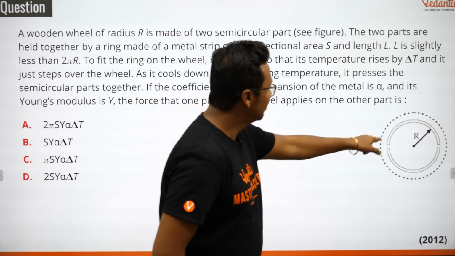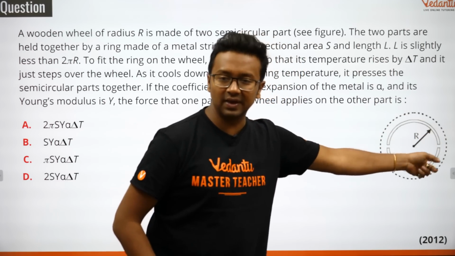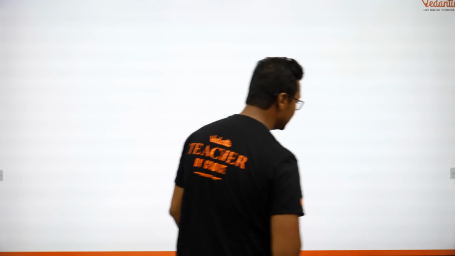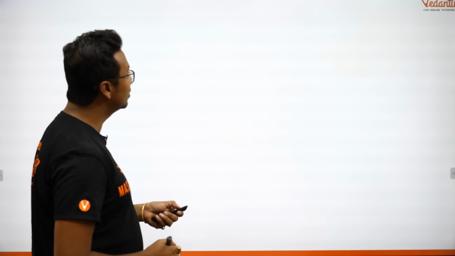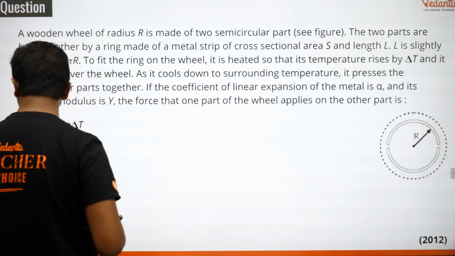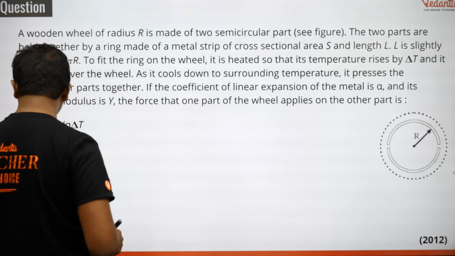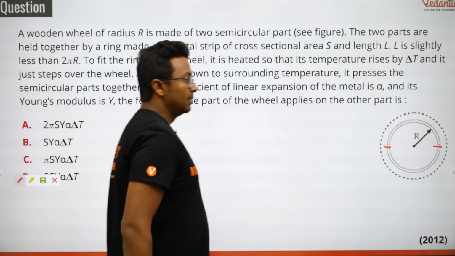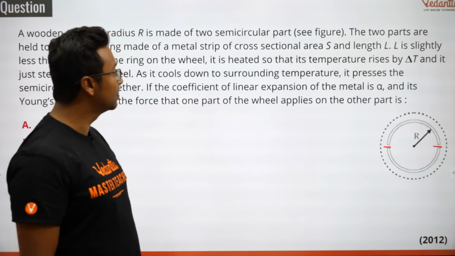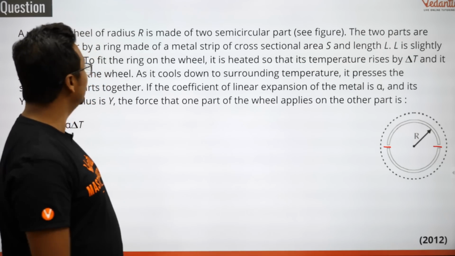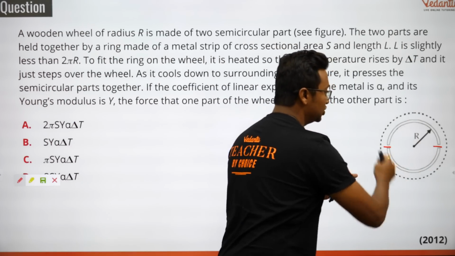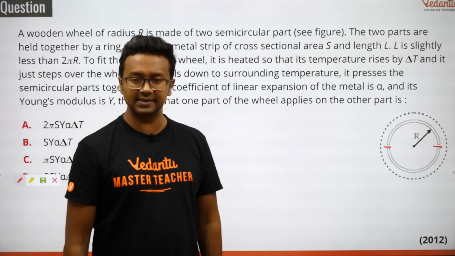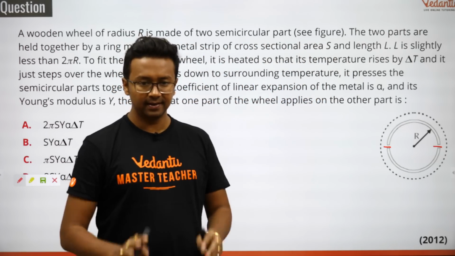We've got a wooden circular wheel where they have kept a gap in between. You see that? Now, the cross-sectional area, now they have taken a metallic strip in order to compress the two wooden wheels. Is this clear?